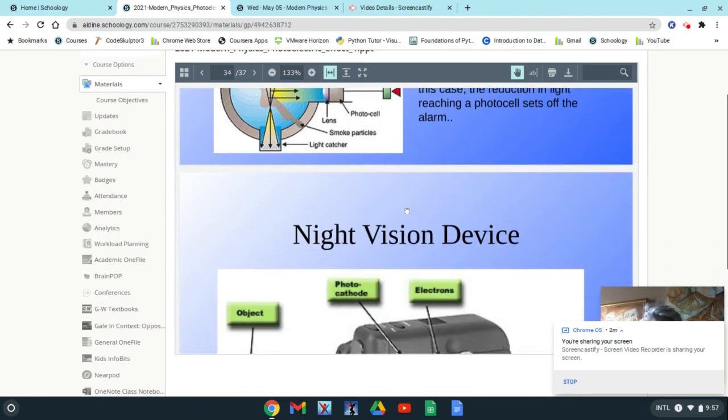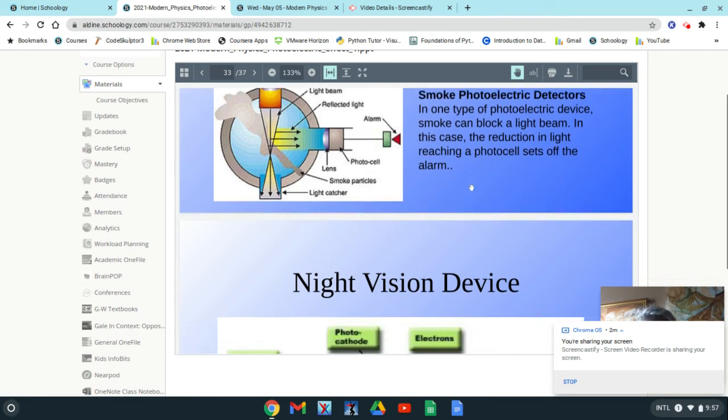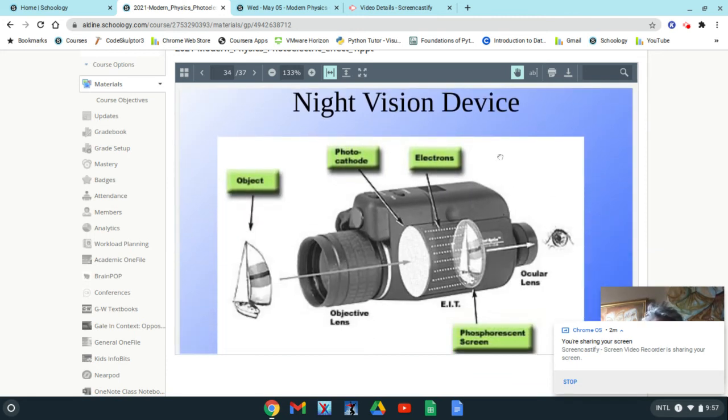You see a similar phenomenon with your garage door openers as well. There's that beam of light that's going across, and if you cut that beam, then the current won't flow anymore, and it closes the circuit. Night vision devices are the same thing.